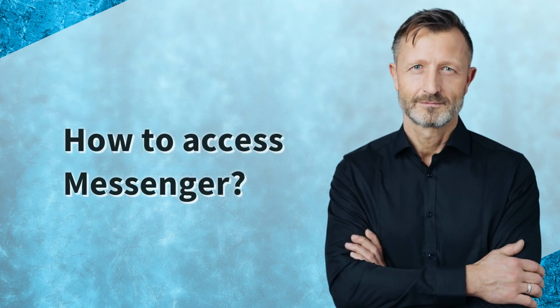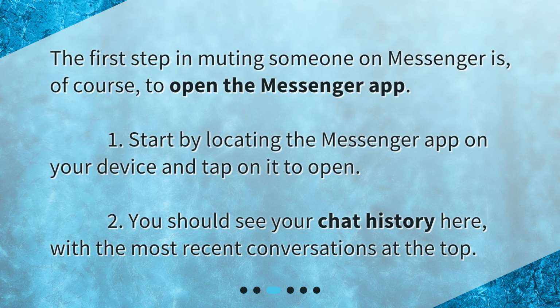How to access Messenger? The first step in muting someone on Messenger is, of course, to open the Messenger app. 1. Start by locating the Messenger app on your device and tap on it to open. 2. You should see your chat history here, with the most recent conversations at the top.